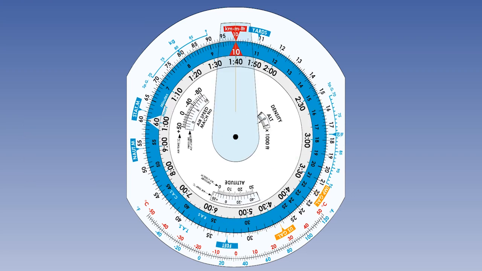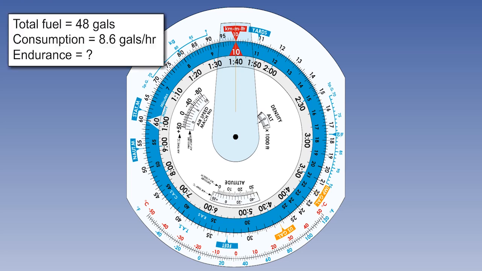To ascertain aircraft endurance, given a rate of consumption in either gallons or litres per hour, align the 60 index on the inner scale with the rate of consumption on the outer scale. Now align the cursor with the total fuel figure on the outer scale and read off the endurance on the inner scale. An example will enable you to see the procedure being used.